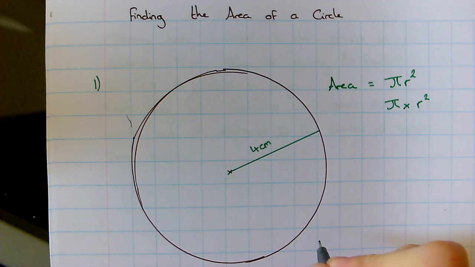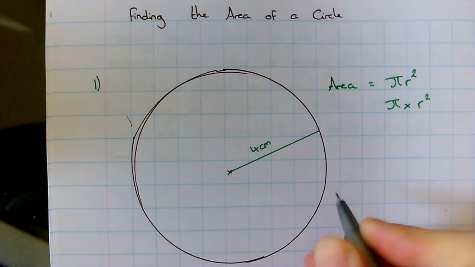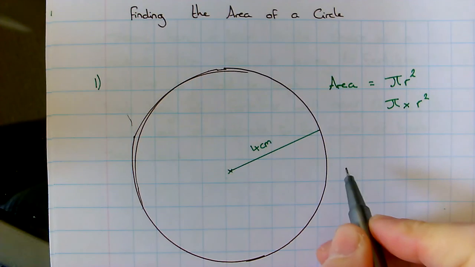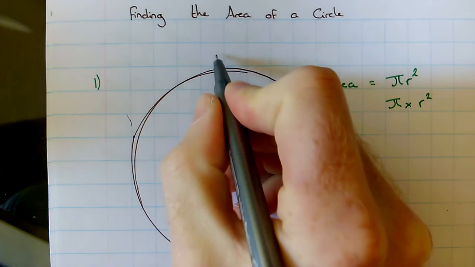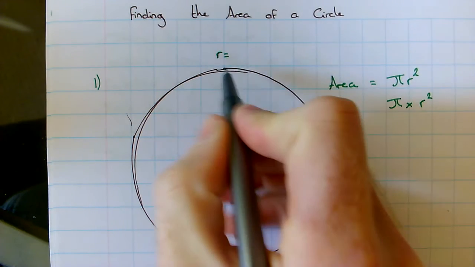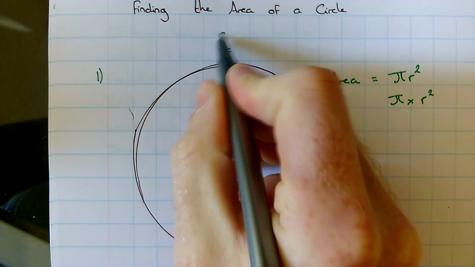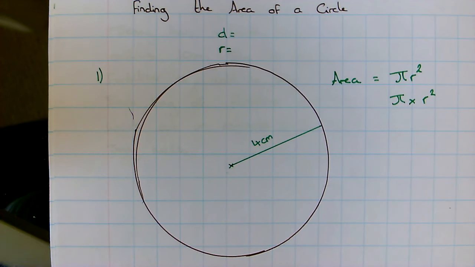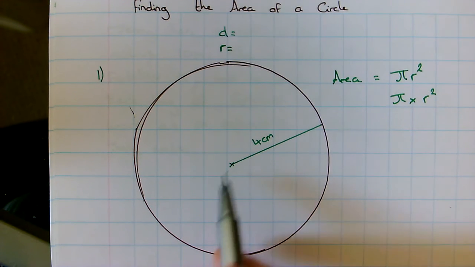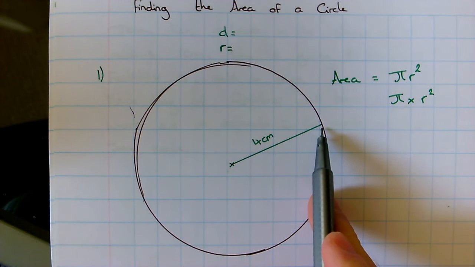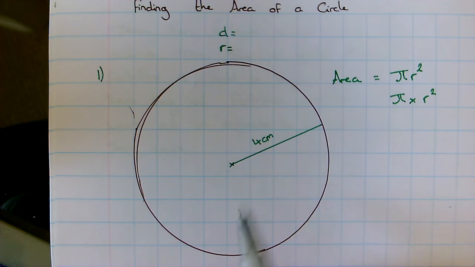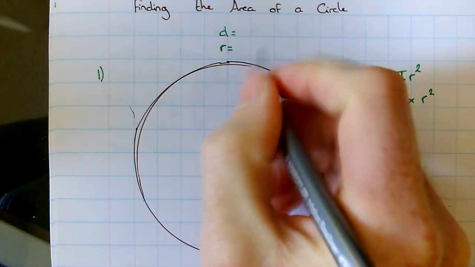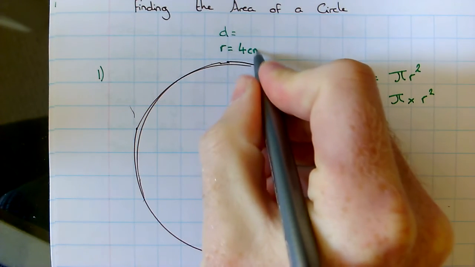So whenever we see any circle, the first thing we should do is write down the radius and the diameter of that circle. Now, the radius is the distance from the centre of the circle to the edge, which is called the circumference. So from the centre to the edge is the radius. So the radius of this is 4 centimetres.